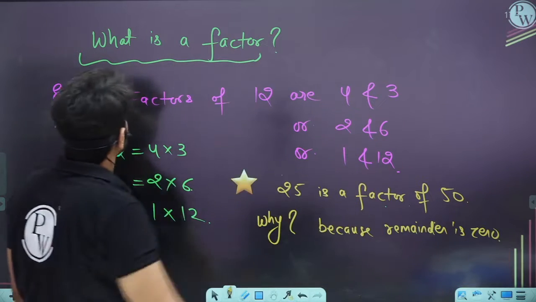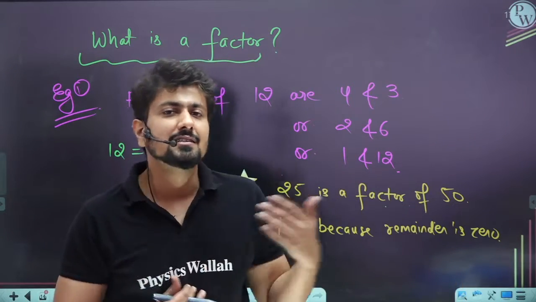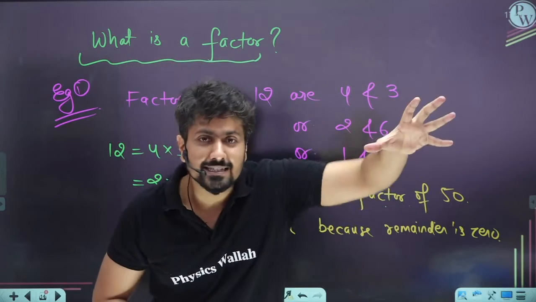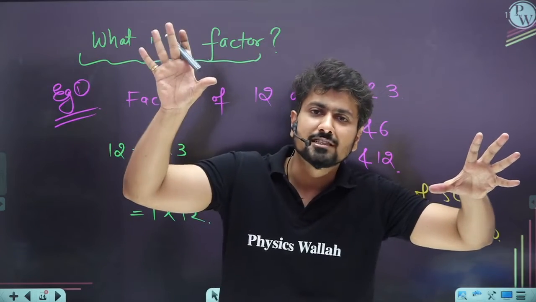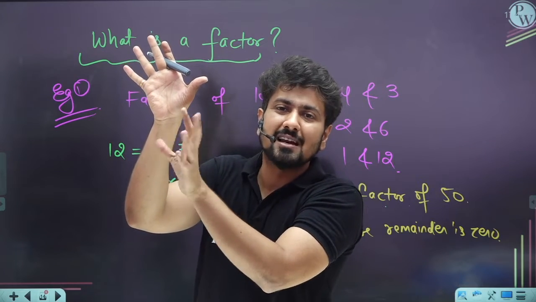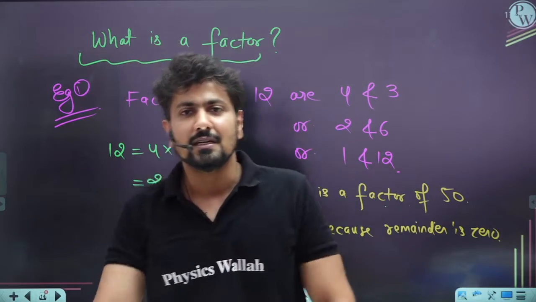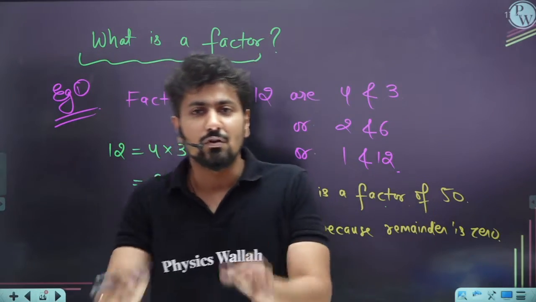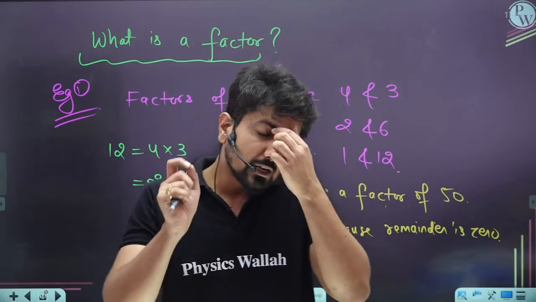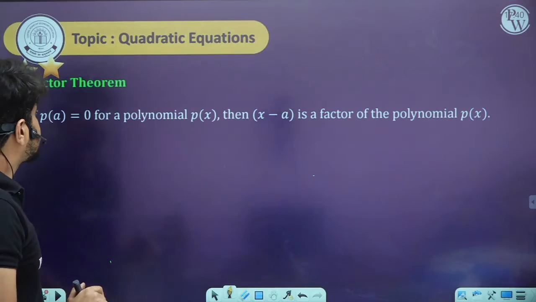Okay. This is in terms of numbers. In terms of expressions, it is still the same thing. I will say that this expression is a factor of this expression if I divide this expression by this expression and the remainder is coming out to be 0. What's the essence? If the remainder is 0, then it will be a factor. Now let's get back to these expressions.